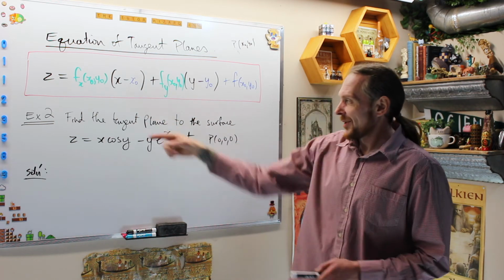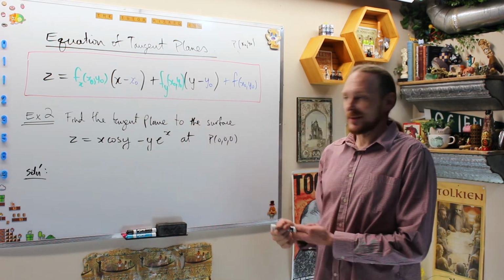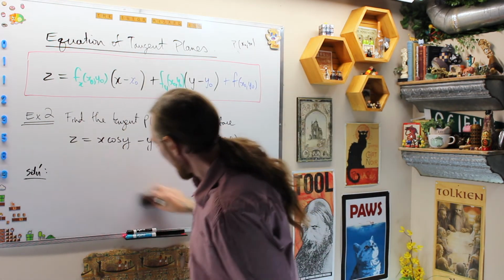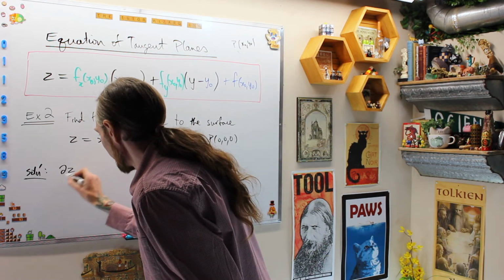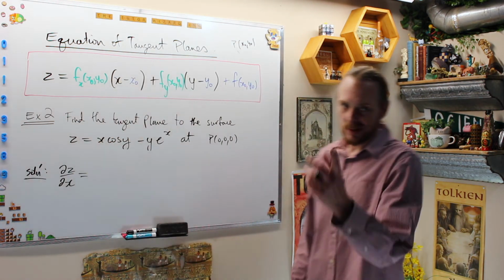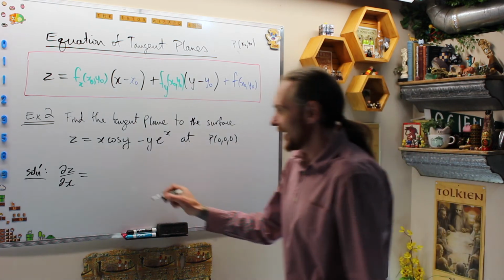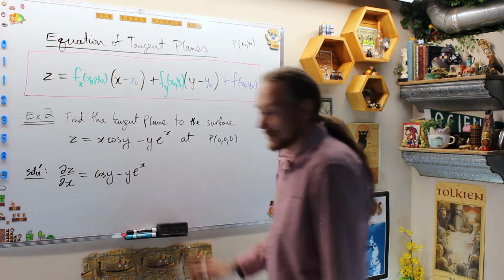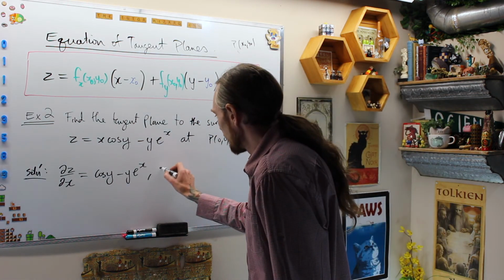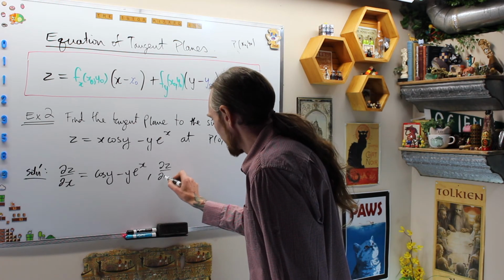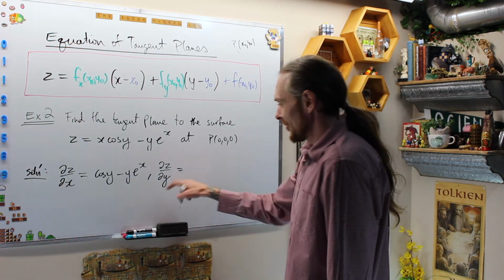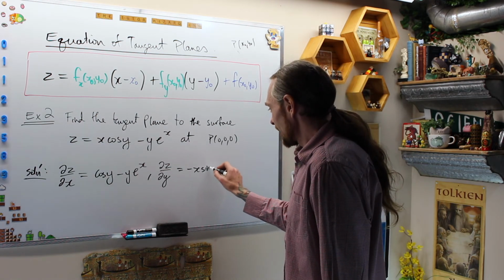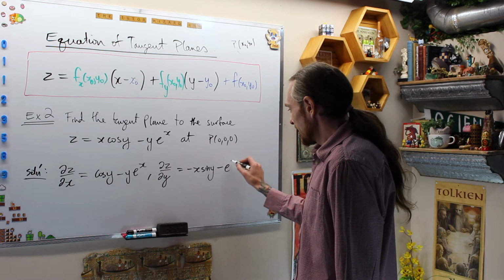Can we do it in this space? Unless the partial derivatives are a hot mess, maybe not, but let's see. fx, or switch to Leibniz, the partial of z with respect to x. Know your terminology, that means the same thing. fx, that is cos y minus y e to the x. And the partial of z with respect to y, practice doing those, it takes a while, equals now negative x sine y minus e to the x.